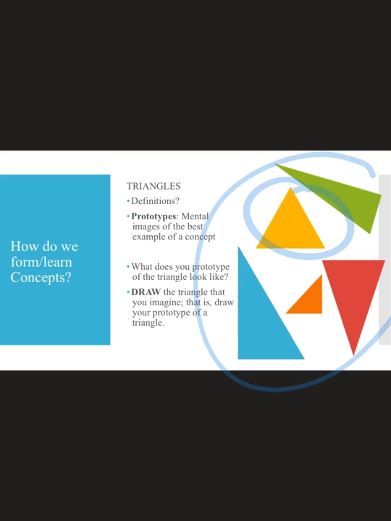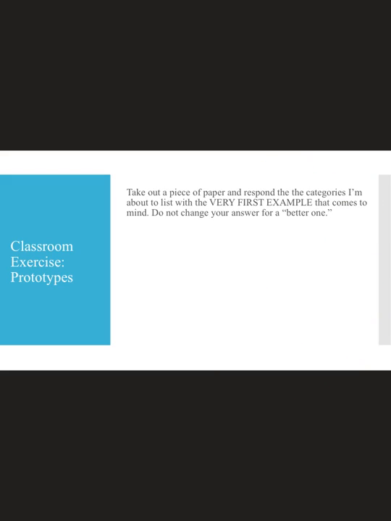Do we know all of these things are triangles? Yes. But our best mental picture and our most specific mental picture that comes to mind when we think of a triangle is probably going to be a right triangle. Okay, so let's do an actual example of what these prototypes actually are.